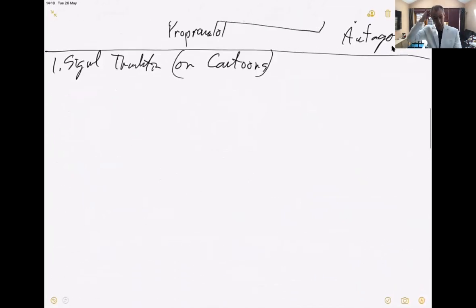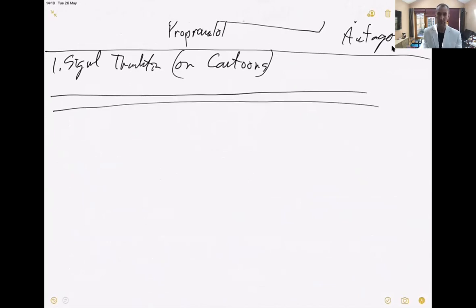So let's start with the signal transduction cartoon. Whenever I draw two lines like this, and most people, if you're a biologist, if you draw two lines like that, it indicates the plasma membrane. So this is the plasma membrane. And with the plasma membrane, then we can have an outside and an inside.